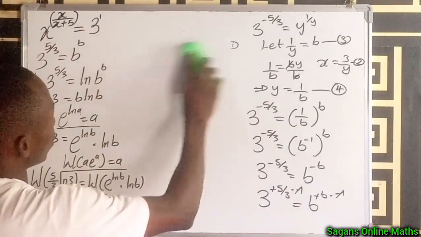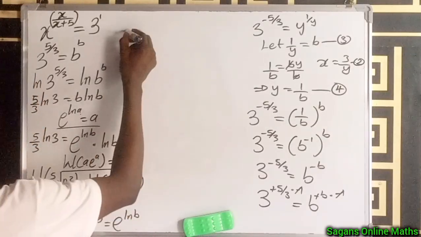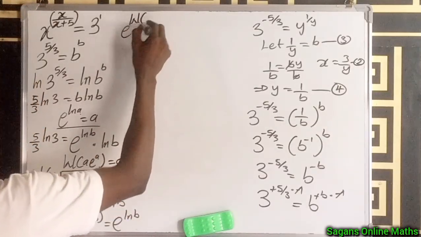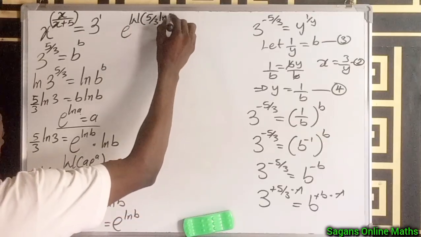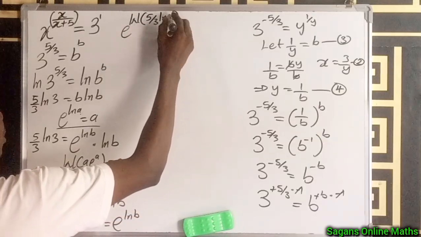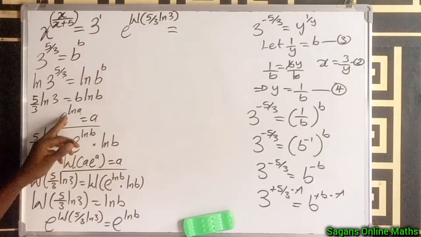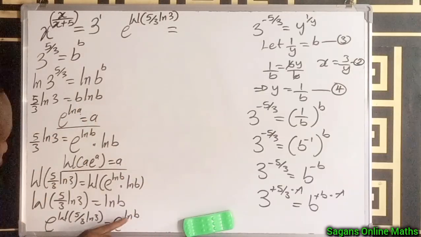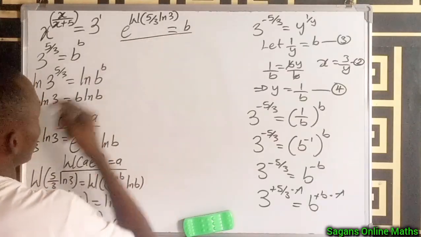Let me remove this from here quickly. From here, this is e raised to the power of the derivative function of 5 divided by 3, ln 3. If you obey the properties of logarithm, e raised to the power ln A is A. That means e raised to the power of ln b will give us b. So this is b, and we're getting the value of b.